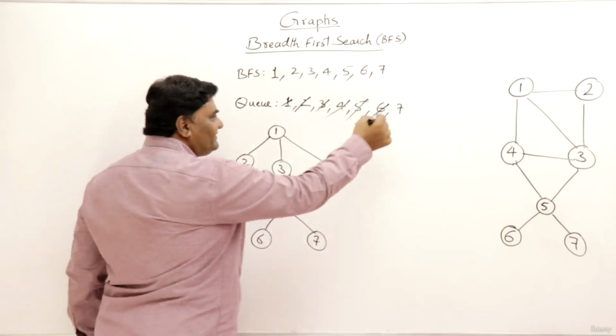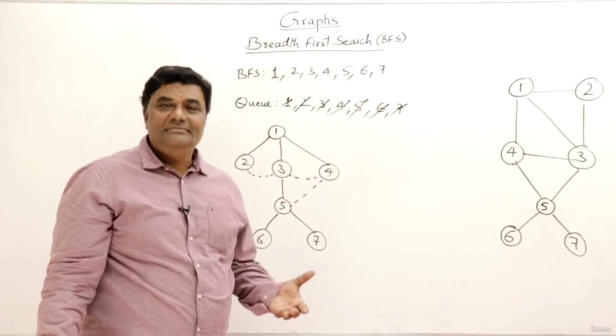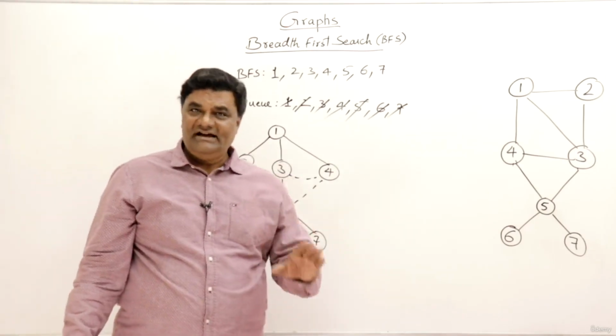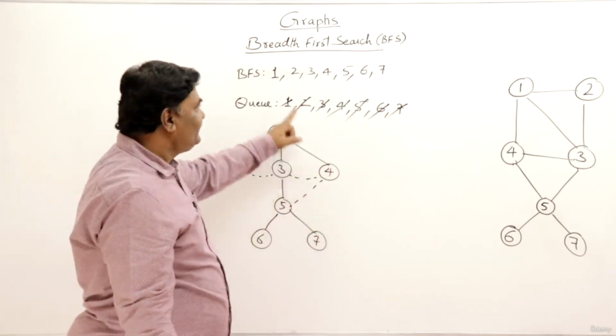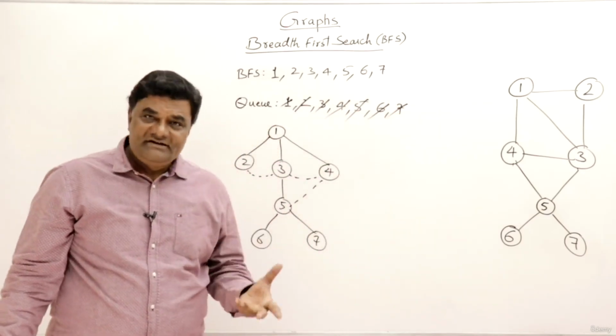Next vertex from Q, 7. There is nothing adjacent to 7. So 7 is also completely explored. Q became empty, breadth first search ends. And the result of breadth first search is 1, 2, 3, 4, 5, 6, 7. This is one of the results.